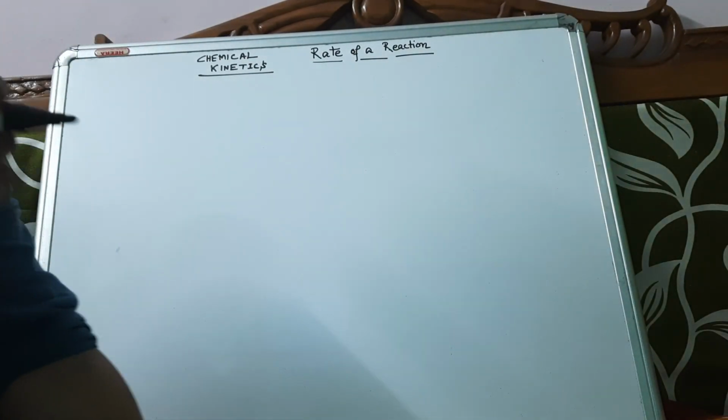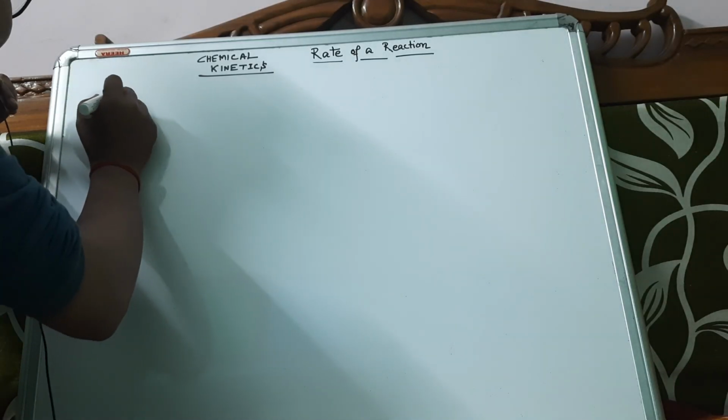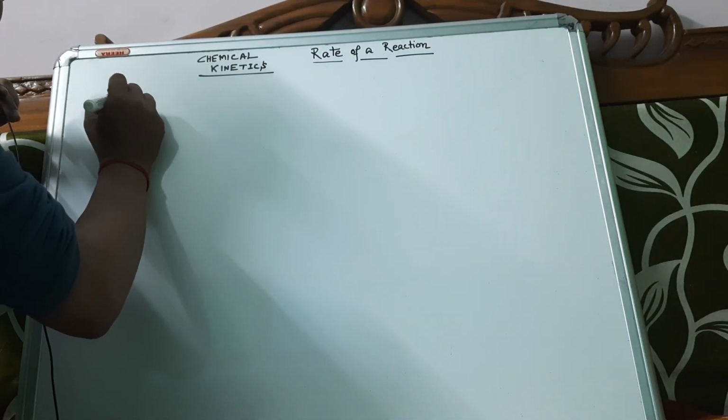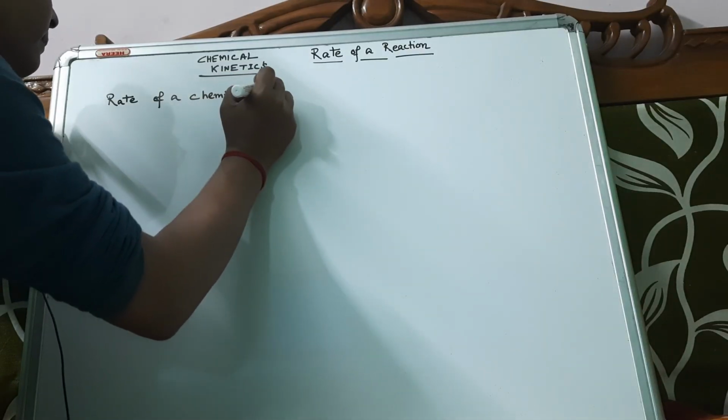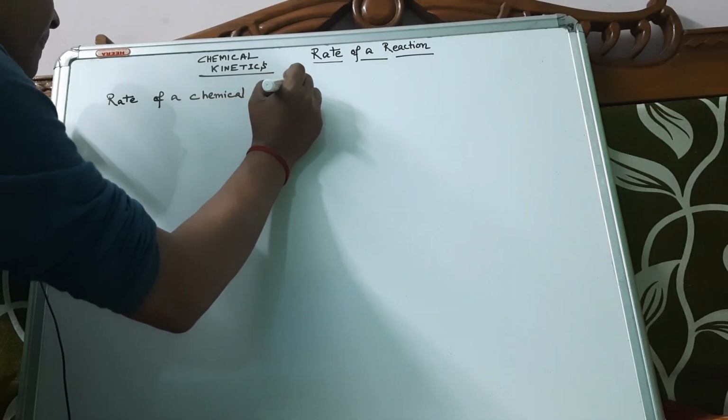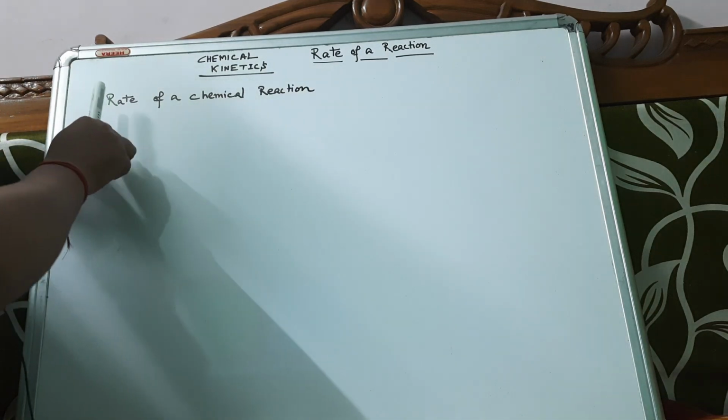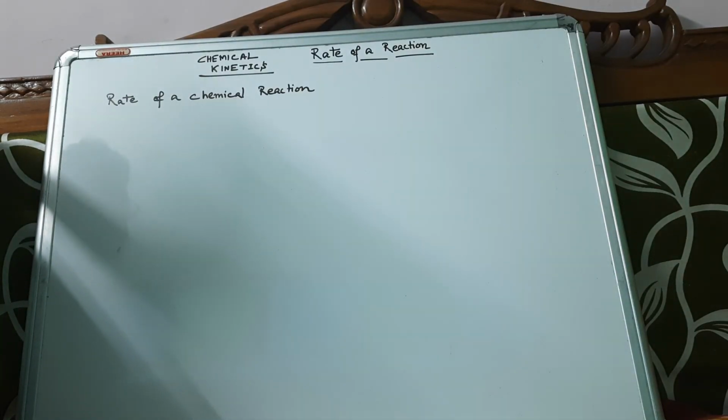So what is the rate of a chemical reaction? My dear students, look here, rate. Rate is change of something with time, per unit time. So what is speed? Speed is the change of distance with time. This is the speed or velocity we can say.